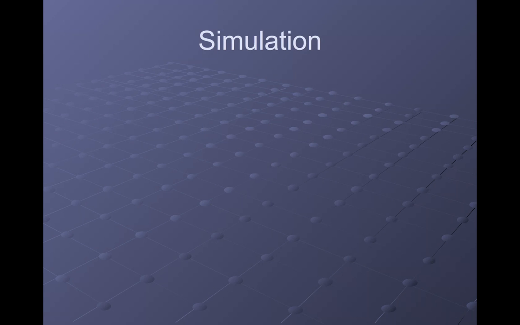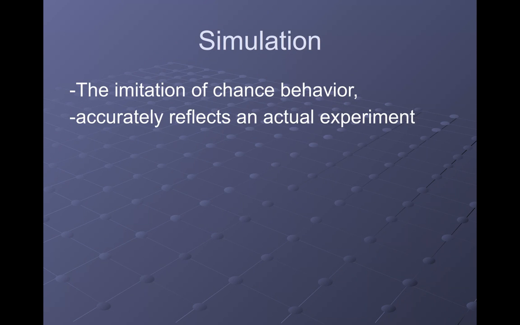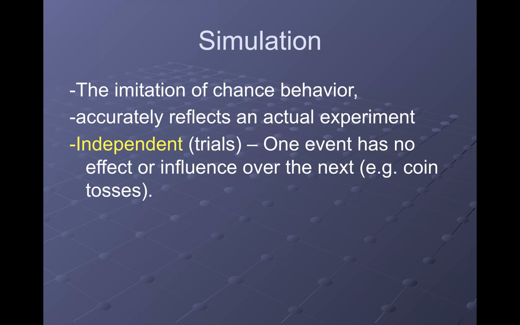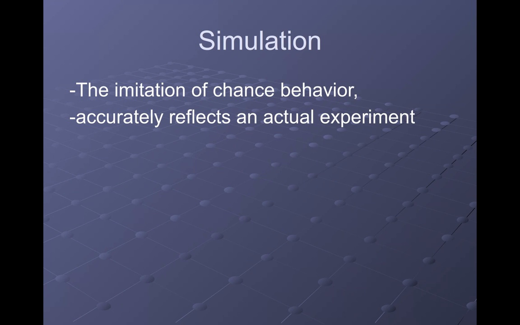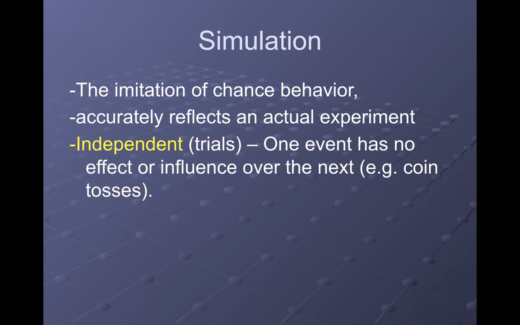So a simulation is, like I said, the imitation of chance behavior. It accurately reflects an actual experiment. So if performing the actual experiment is not feasible, you could do a simulation. Now, in a simulation, the trials have to be independent.